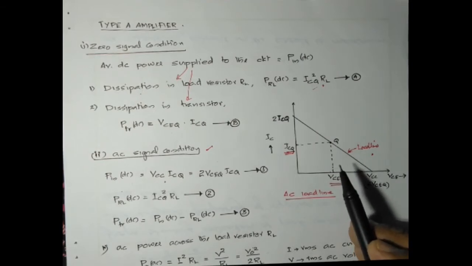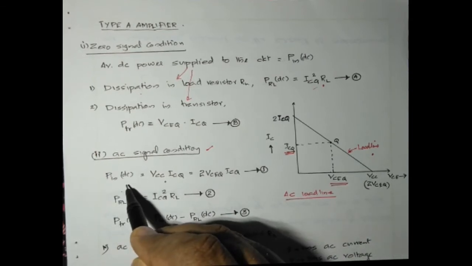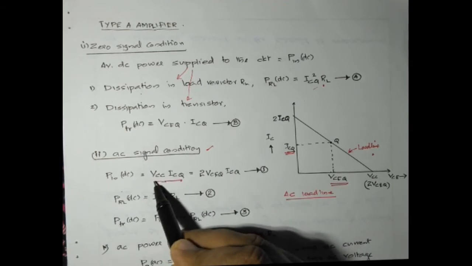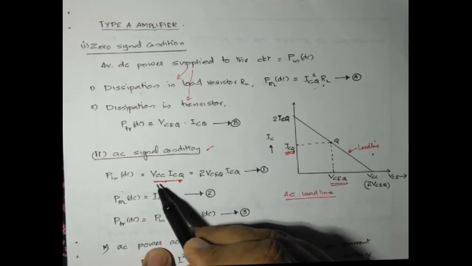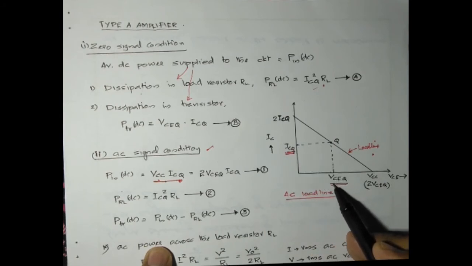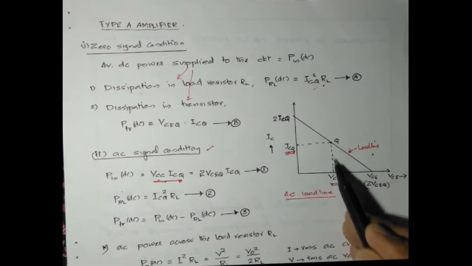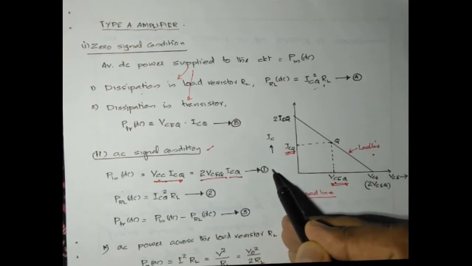Now, the total average power supplied to the circuit by the collector supply. The collector supply is VCC. It is given by P in DC, and P in DC is VCC into ICQ, where VCC is the input DC voltage and ICQ is the quiescent point current. We know that VCC is nothing but 2 times VCEQ. VCC is the maximum voltage that is possible. That is the input DC voltage, and that is double the value of the quiescent point voltage. So we may write it as 2 VCEQ into ICQ. Put this as equation 1.